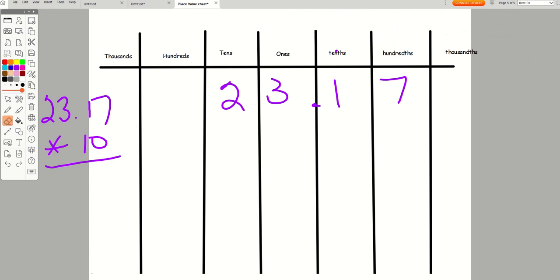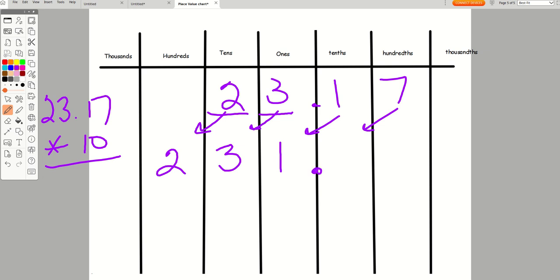All right, so we have 23 and 17 hundredths. We're going to go ahead and multiply that times 10. So again, we are just moving one place value column larger. If I have 20 times 10, it's now 200. If I have 3 ones, but I have 10 groups, so 3 times 10, it's now 30. If I have a dime or 1/10, but I have 10 of those, it's now $1 or 1 whole.